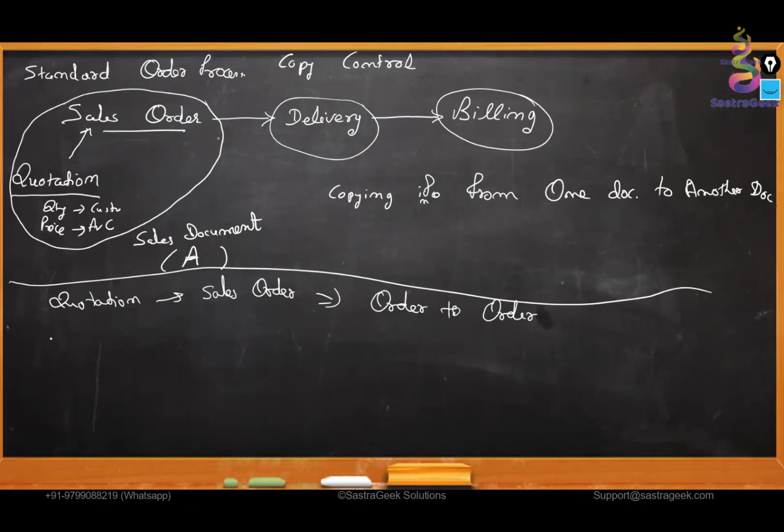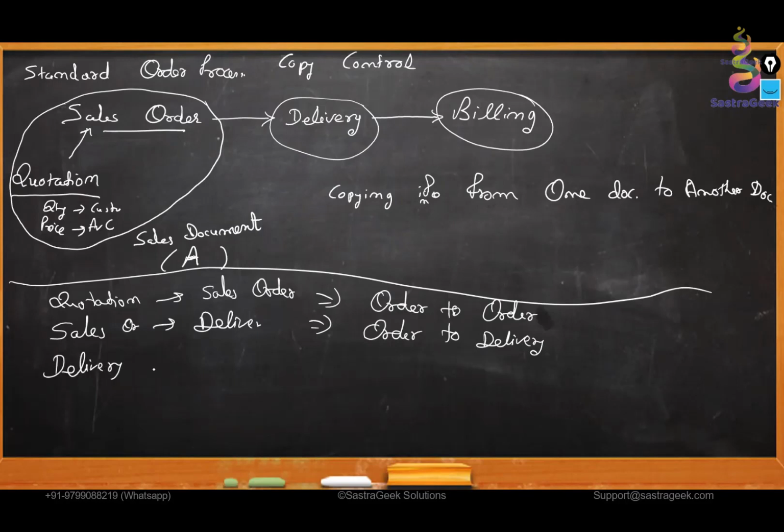If I think of sales order to delivery, our normal standard scenario, that means it is an order to delivery copy control. I can have delivery to billing. That means there is a separate setup of the copy control which is obviously, as the name says, delivery to billing copy control. These are very much straightforward and standard scenarios, right?